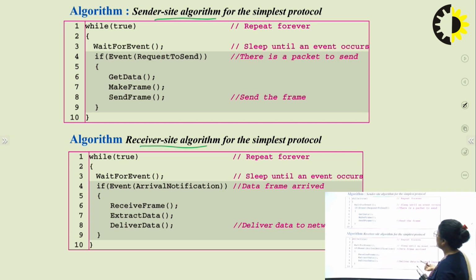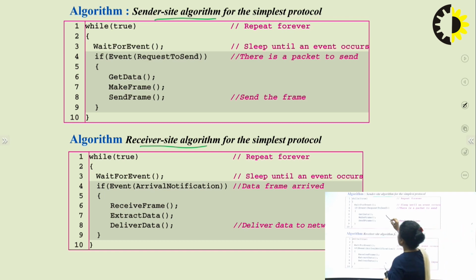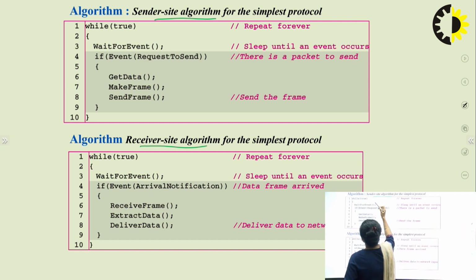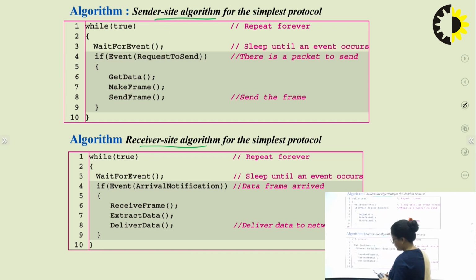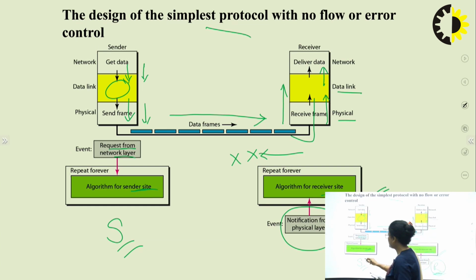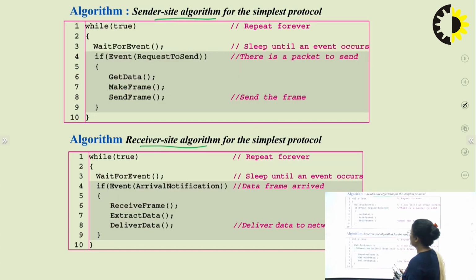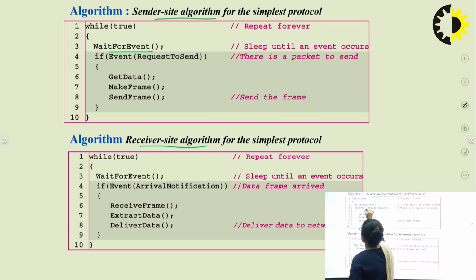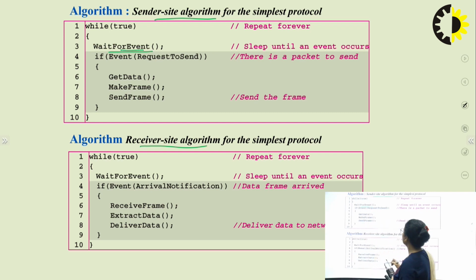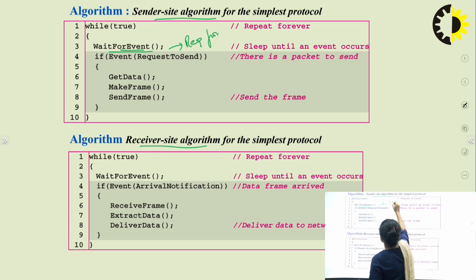At the sender's end, the algorithm is here. We are talking about the sender. So if you see at the sender, what happens? The sender waits for a request from the network layer. Once data comes from the network layer, it starts taking care of it. So the sender waits for an event. What is the event? It is a request from the network layer. This event is a request basically from the network layer for data transmission.